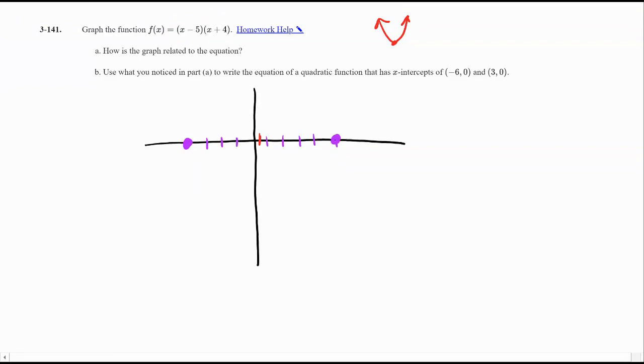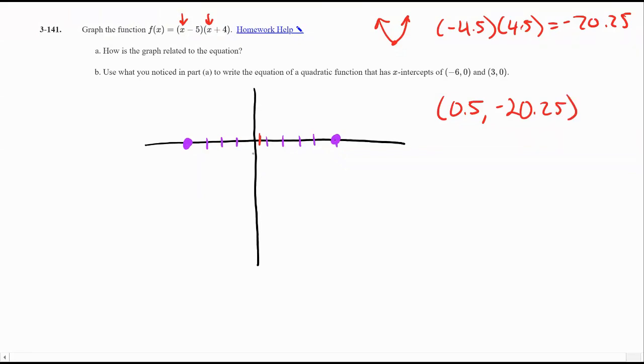So I know for my vertex, my x value is 0.5 or 1/2. I'm going to plug that in to find the y value. Once I plug that in, I get negative 4.5 times 4.5, which is negative 20.25. So that is the y value of my vertex.